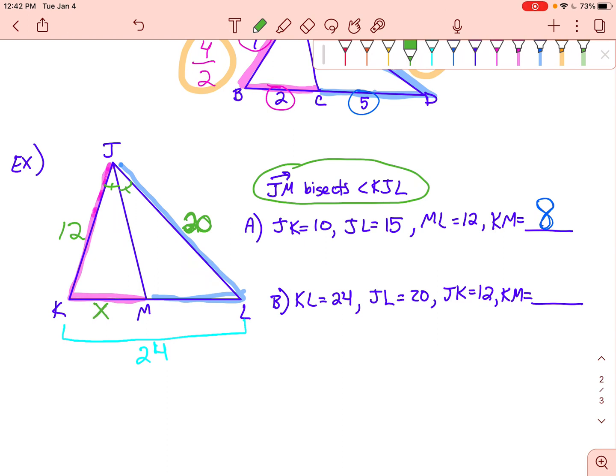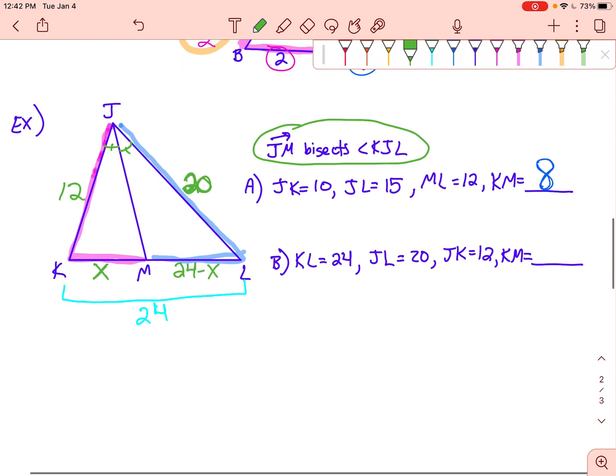So I always put that as an X because that's what I'm looking for. I need this other blue side, and I know that if that's X, then this missing blue side is going to be 24 minus X, whatever that is. If X is 10, that's 24 minus 10. If X is 7, it's 24 minus 7. So I just filled that in. And then we're going to write our proportion. So 12 over X, the 2 pink sides have to be proportionate to those blue sides over there.